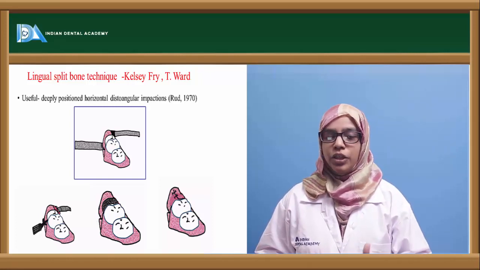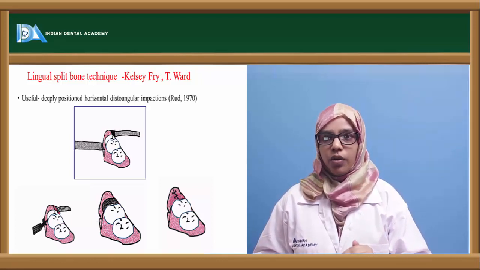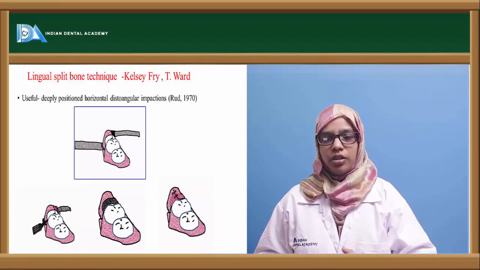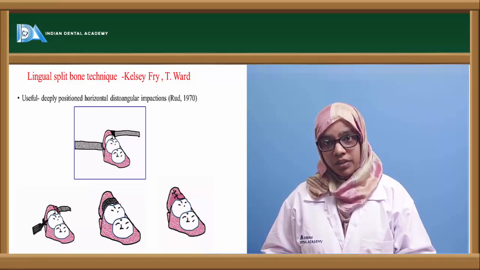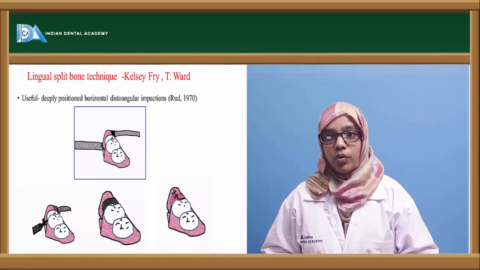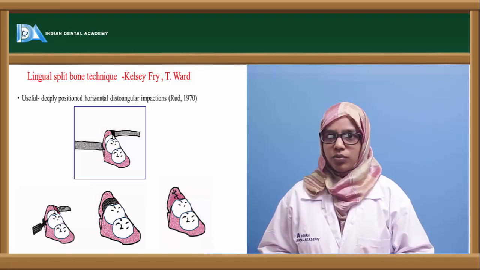Once you have done this, you will take a chisel, keep it at a 45-degree angle on the distolingual cortical plate and try to fracture it. You will try to fracture it in such a way that it is attached to the periosteum. In this way, you will expose the bone and you can remove the tooth. Put back the bone and then suture it.